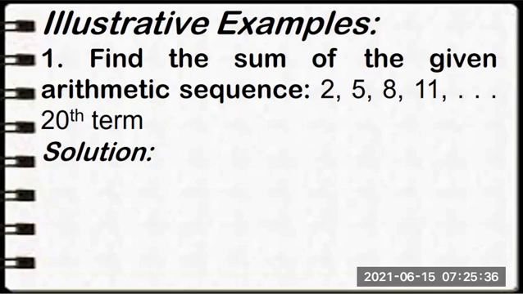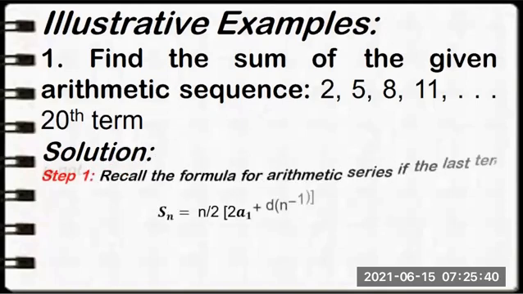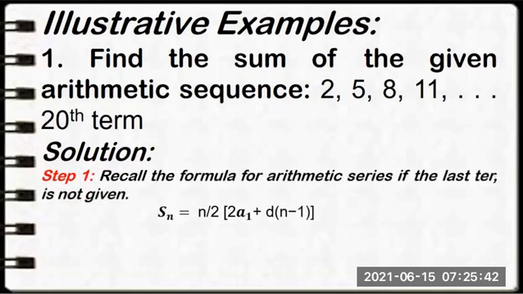So for step number 1, we are still going to recall the formula that we are going to use. And for this given, ang gagamitin nating formula ay yung pangalawang formula since hindi given ang ating last term. So again, ang formula natin is S sub n is equal to n over 2 times the quantity of 2a sub 1 plus d times n minus 1.